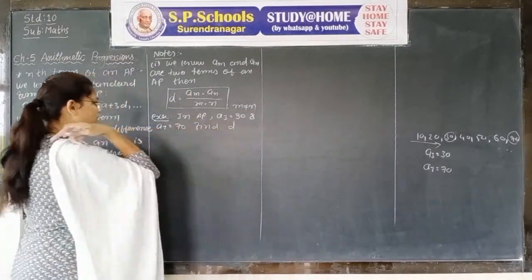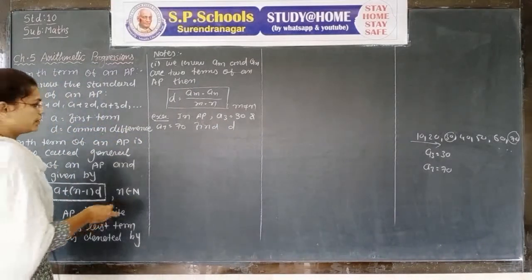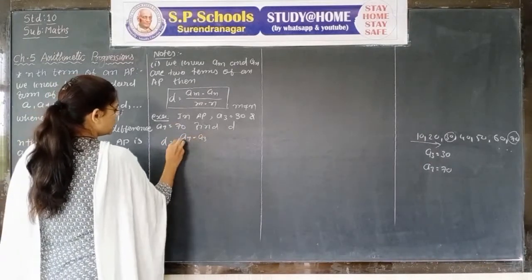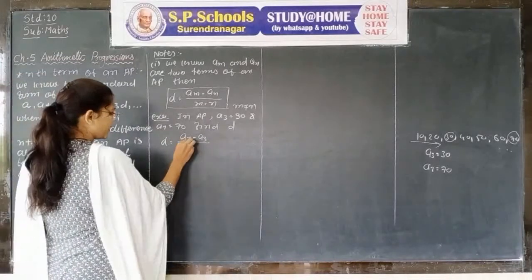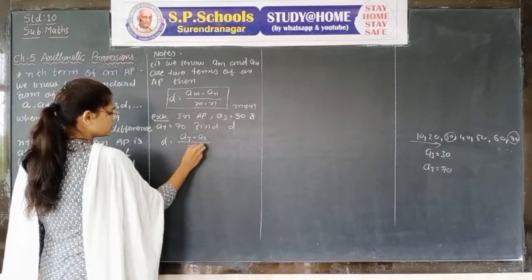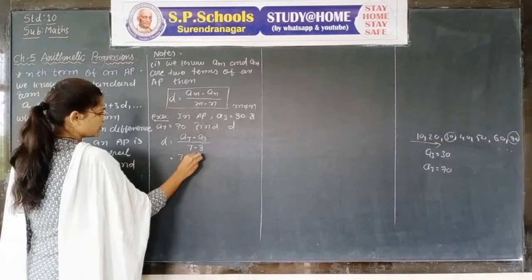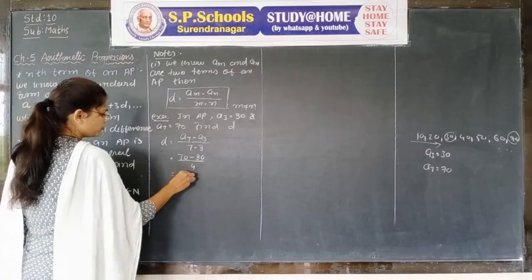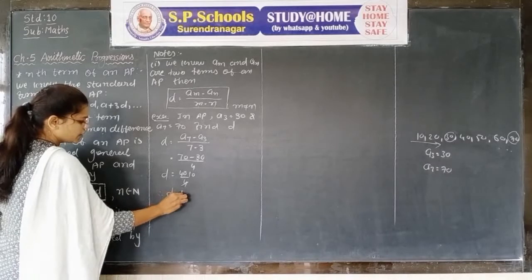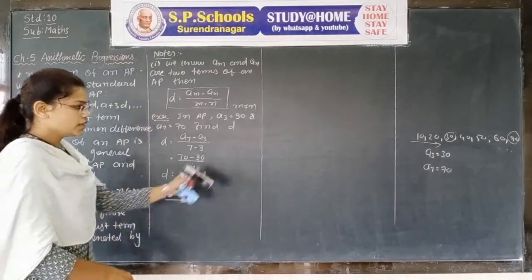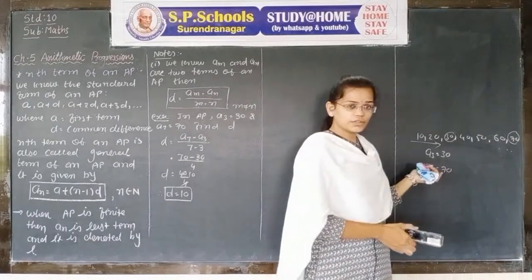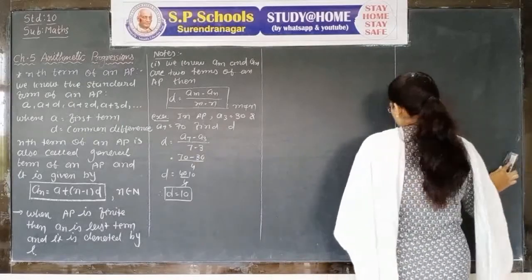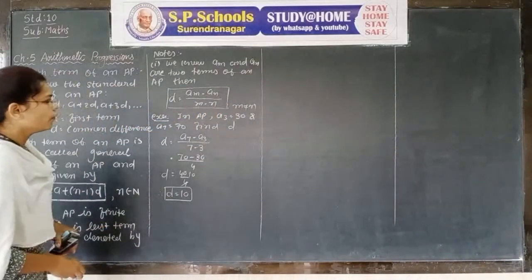Find d. Here a shortcut method is used to find the common difference d. d is equal to am minus an, a7 minus a3 upon m minus n, where m is 7 and n is 3, where a7 is 70 minus a3 is 30 upon 4, which is 40 upon 4. 10 fours are 40 and here the common difference d is equal to 10. See, in an arithmetic progression, when we take two terms, we get the common difference, which is 10. Keep in mind this formula.